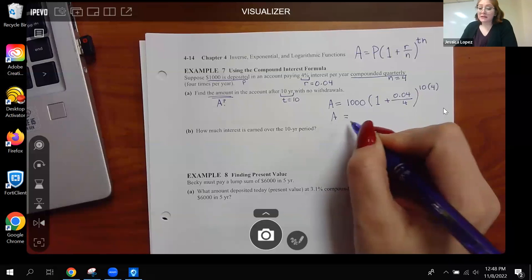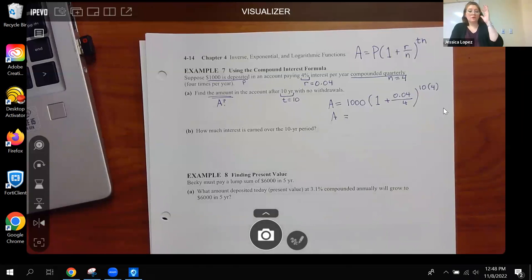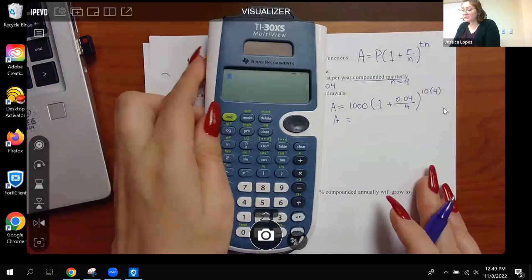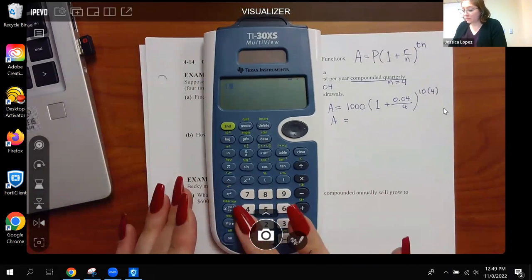And since it's money, whenever we type this in there, you're always going to round to 2 decimal places unless the directions specifically say like round to the nearest dollar or something. If they don't give you any information on rounding, because it's money, we always round to the nearest cent. So 2 decimal places, right? So you can type this all in here just like that.